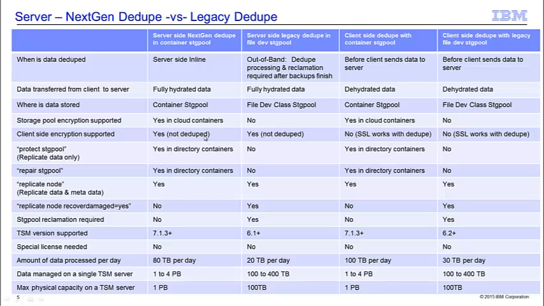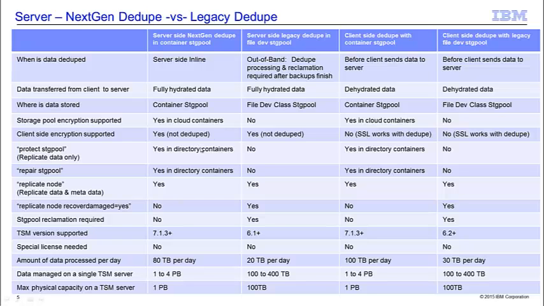Client-side encryption, which has been out there for a while, is supported if you write either to a container storage pool or a device class storage pool, but in both cases the data is not deduped. Also, it's not supported to have client-side deduplication running with encryption. However, you can utilize SSL in order to protect the data across the network.